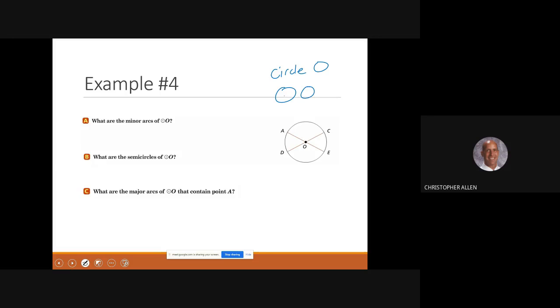It says, what are the minor arcs of circle O? I'm going to give you one. Did you guys know that arc AD is a minor arc? Can someone please give me a different minor arc other than AD? CE is also a minor arc. Thank you. Can anyone else give me a different minor arc? Does anyone see any other minor arcs?